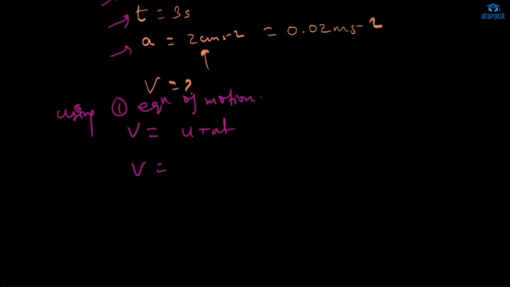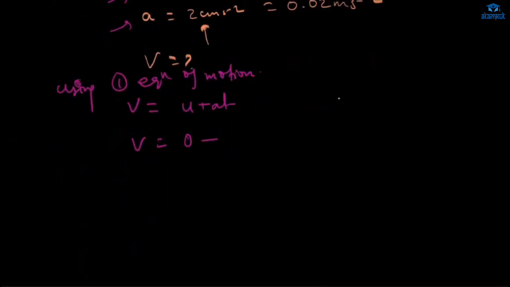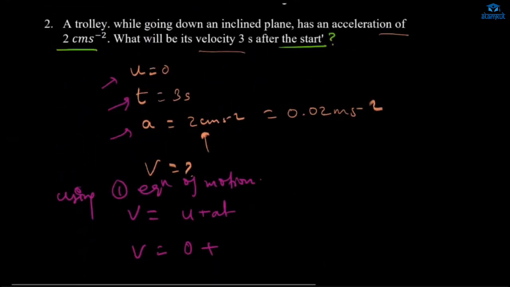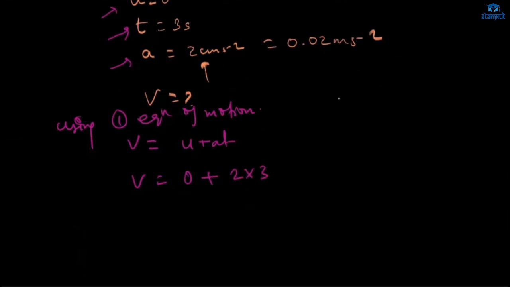v is equal to u, which is 0, and a is 2 and 3 is time. 3 2s are 6. So final velocity will be 6 centimeter per second. Don't ever write it meter per second, because we have taken the value with the unit centimeter per second square. So you will write centimeter per second, whatever be the unit of the given terms.